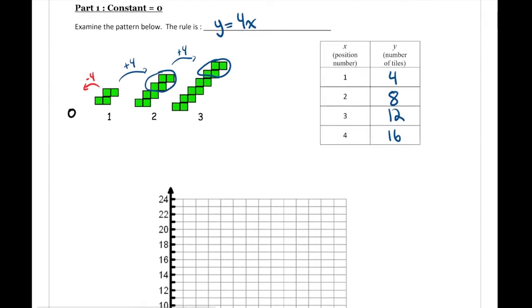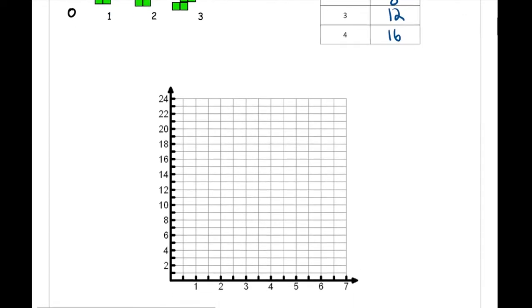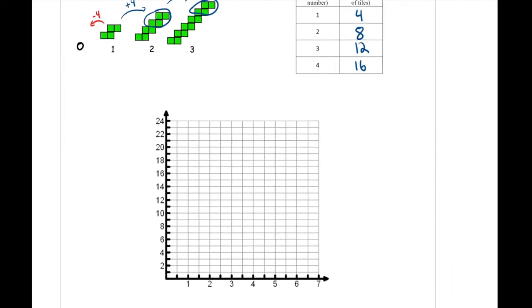From that table, we are going to graph our pattern. At position 0, we had said there was 0, even though it's not in our table. At position 1, there's 4. At 2, there's 8. 3, there's 12. And at 4, there's 16. Hopefully with this pattern, you can see what at 5 would be and what at 6 would be.